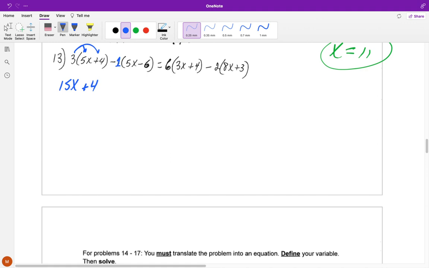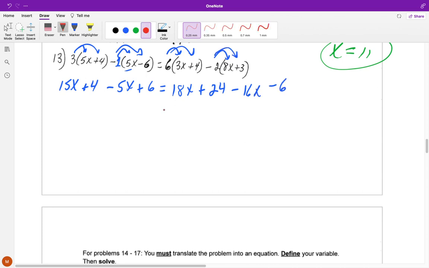Or what we can do to help us is think of this as a negative 1, and then we can just multiply everything by negative 1, and it'll give us the same effect. So minus 5x plus 6, because here it's positive 5x and we're subtracting it. Here it's minus 6 and negative 6 turns positive. I see students make fewer errors when they treat that as a 1 and distribute that in. Now this is equal to 6 times 3x, which is 18x, and 6 times 4, so plus 24, and minus 2 times 8x is minus 16x, and minus 6.